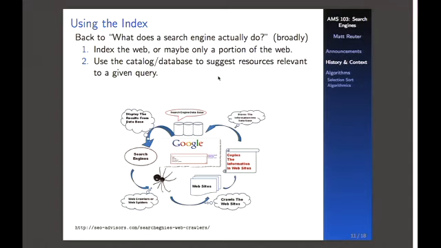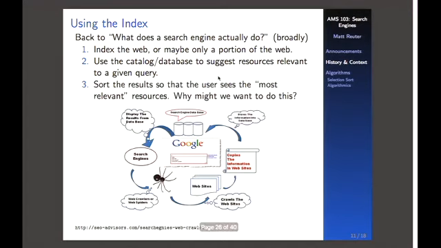Okay. So anyway, they can then use this catalog, this database, this index that they've spent all this time and all these resources making to figure out what are the resources that we think are going to be most relevant. And then the last part is they're going to sort those results, take all of those web pages, so that the user, you as the person who made the inquiry, sees what Google thinks is going to be the most relevant web page first. Why do you think they do this sorting operation?